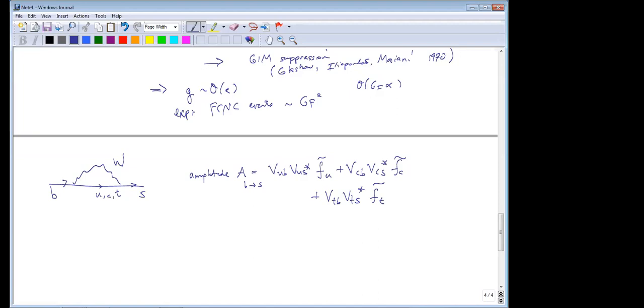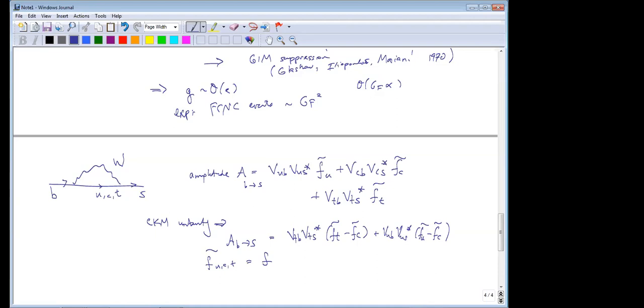Now, because of CKM unitarity, we can take, for example, VCB, VCS star, and rewrite it as a linear combination of the other two with a minus sign out front, because this obeys the unitarity constraint. So CKM unitarity tells us that my A for B to S is going to look like the following: VTB, VTS star times F tilde T minus F tilde C, plus VUB, VUS star times F tilde U minus F tilde C. Remember again, the F's are basically going to be some functions of m squared U, C, or T over mW squared. And basically it's the same function, just depending on which quark mass you have in the loop.